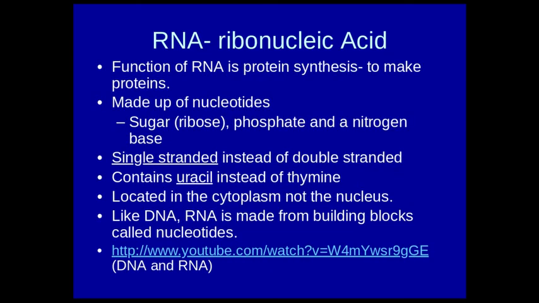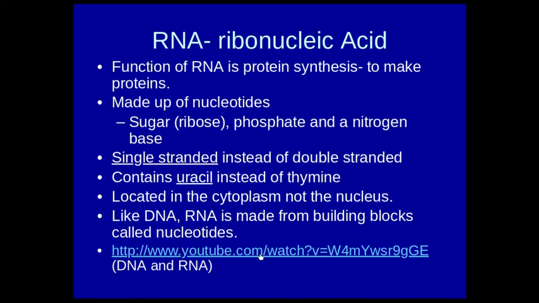So the function of RNA is to make proteins, right? And it's made up of the same things. The nucleotides are the same things. It's a phosphate and nitrogen base, but the sugar is ribose, not deoxyribose. A big thing here, two things really, is it's single-stranded, not double-stranded. And instead of thymine, RNA has uracil. And also remember, DNA is located in the nucleus. RNA is located in the cytoplasm, right? So we're going to get into that.